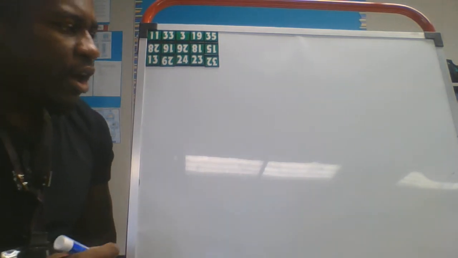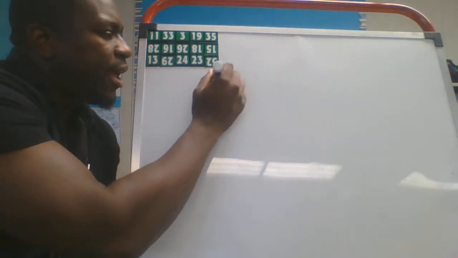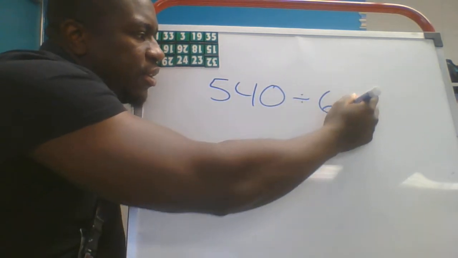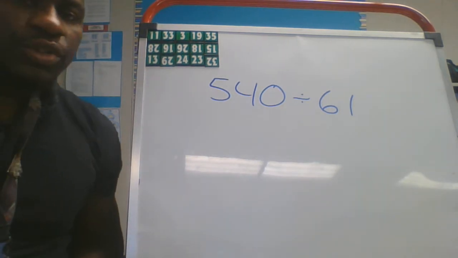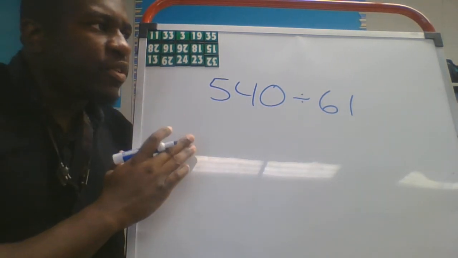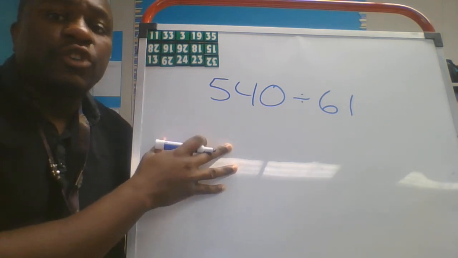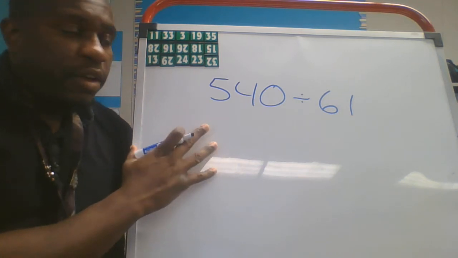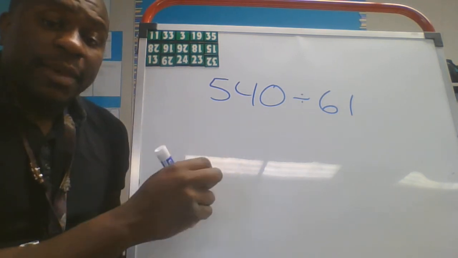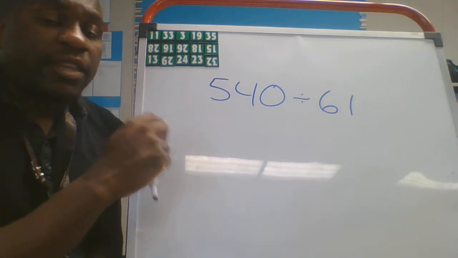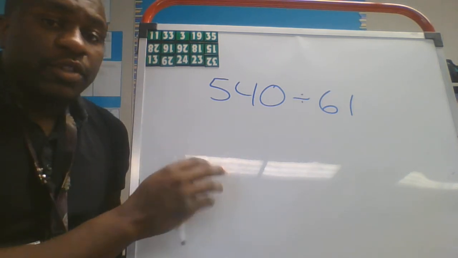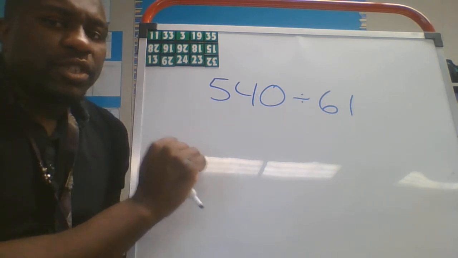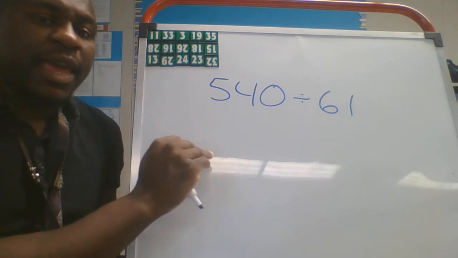So if you have 540 divided by 61, they're going to want you to estimate what this answer might be. The first step is to round these numbers. In some instances, you're going to round one. In some instances, you're going to have to round both. It's going to depend on if these numbers can be compatible, and that's going to take an understanding of your basic math facts.